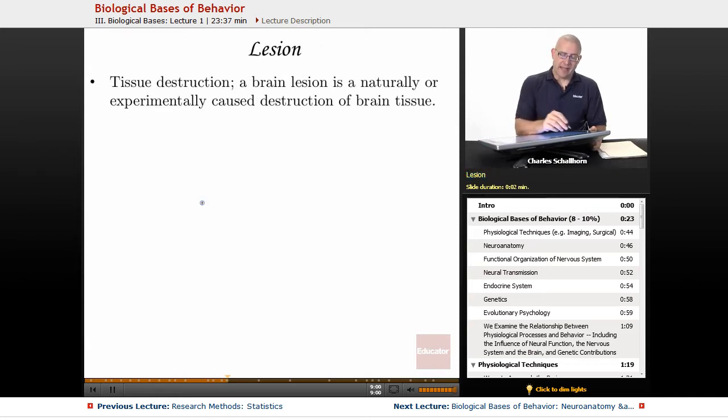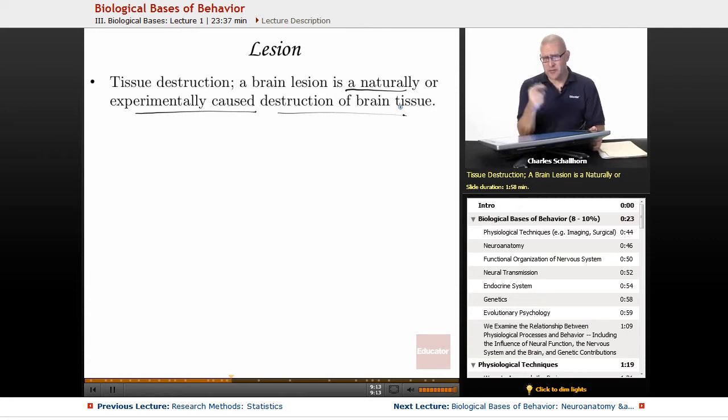First is a lesion, and that is going to be tissue destruction. A brain lesion is a naturally or experimentally caused destruction of brain tissue. So when we're looking at destruction of brain tissue, we're actually getting into the brain. Not like Hannibal spooning out the brain or anything like that, but we're getting into the brain and purposefully, usually experimentally, destroying a particular part of the brain.